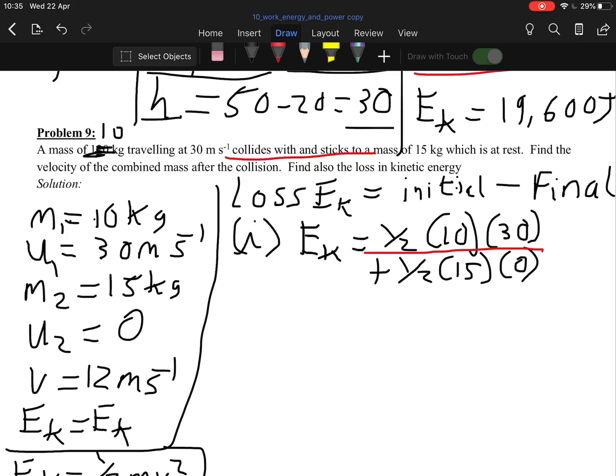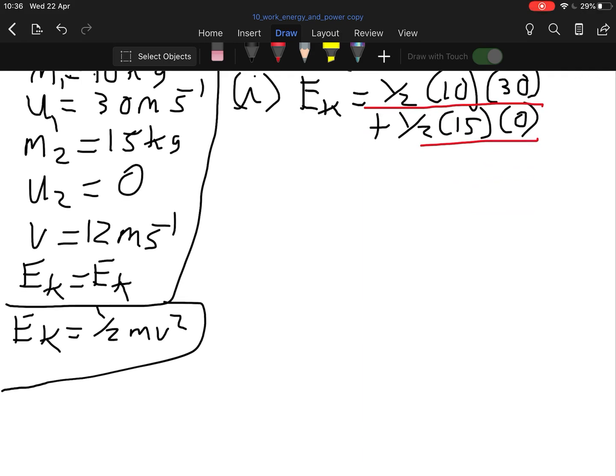Well, this is object 1, sorry, which had a mass of 10 kg and was traveling at 30 meters per second. And the second one down here is m2, because it had a mass of 15 kg and is at rest. You add the two together. Obviously, of course, this is going to be 0. So it's basically just a half times 10 by 30.